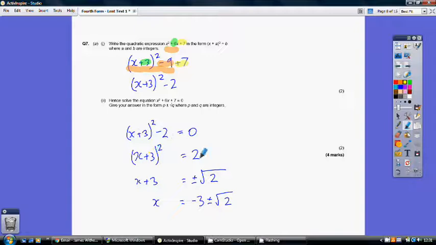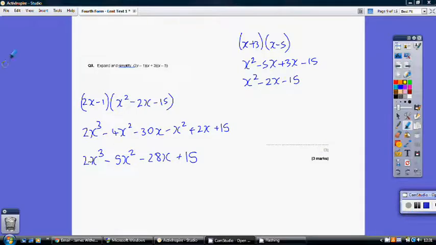We then square root both sides, and that is the bit that gives us the plus and minus option. The square root of 2 is plus or minus the square root of 2, so x plus 3 equals plus or minus the square root of 2. Then take away 3 from both sides, so we get x equaling minus 3 plus or minus the square root of 2.